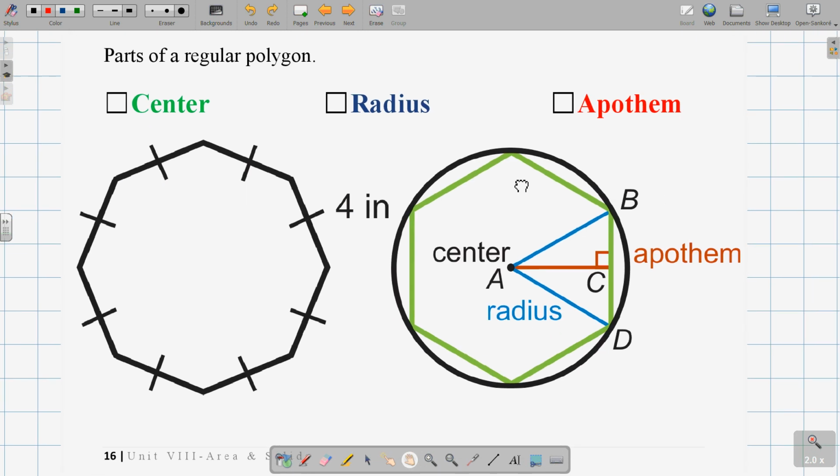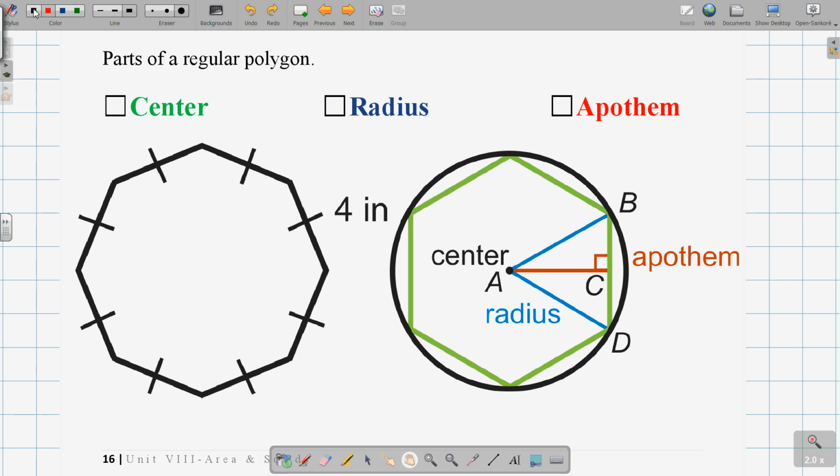Now, parts of a regular polygon. There's some vocabulary here that you need to be familiar with. The middle of a regular polygon, the exact center, just like the center of a circle, is called the center. Now imagine all regular polygons can be inscribed inside a circle. If you connect the center to the corner, as if there was an imaginary circle going right to the corner, that's called a radius. Center to corner is a radius.